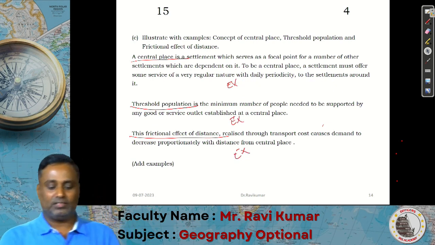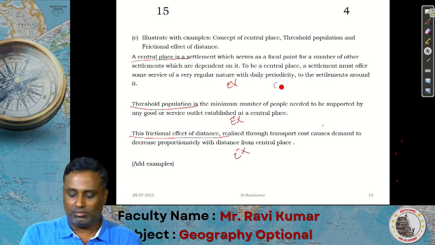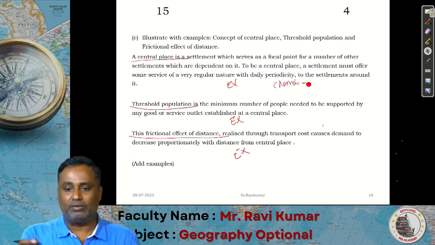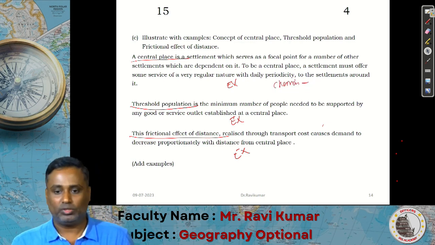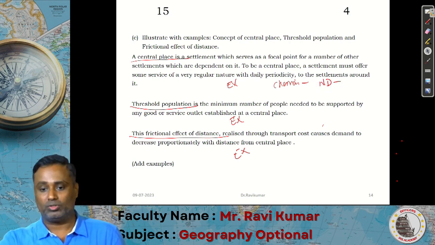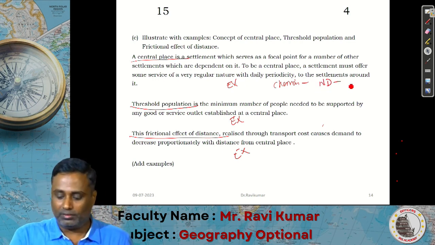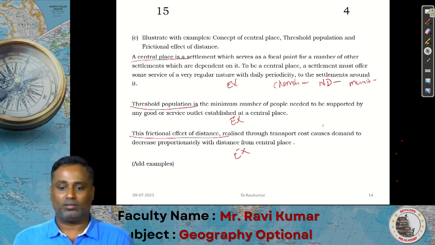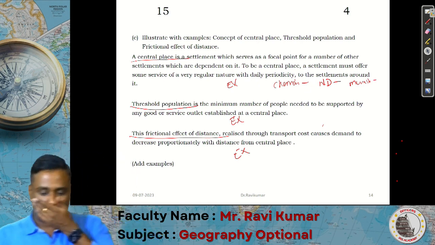Examples. The central place, we can give Chennai as an example. Chennai is an administrative central place. You can write down. Okay. And we can say New Delhi is a legality central place because the Supreme Court is located there. Mumbai is the market central place because the share market headquarters is located over there.